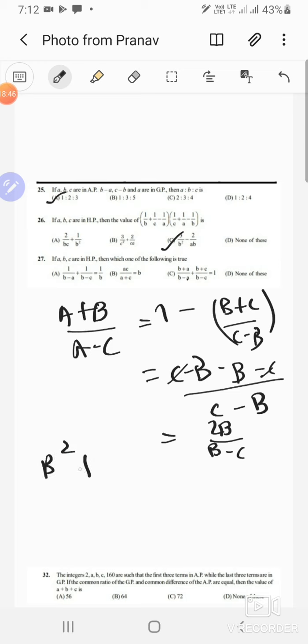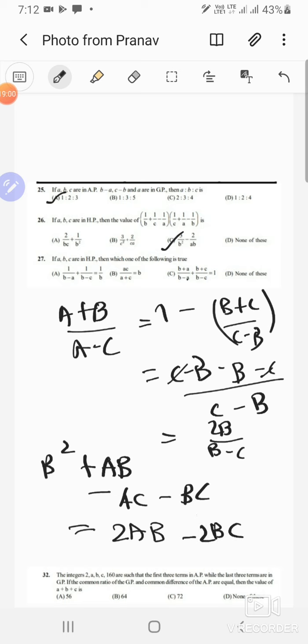So that will give me b squared plus ab minus ac minus bc equals 2 times ab minus 2bc. Oh, that's nice. So one of them gets cancelled, and then one of them gets cancelled. So in effect you have b squared minus ac. Hey, did we get ac? Yes, we did get that. Okay, fine. B squared minus AC is equal to AB minus BC.